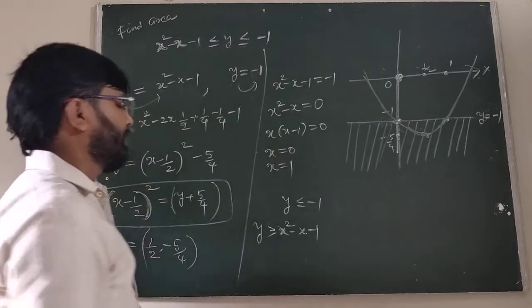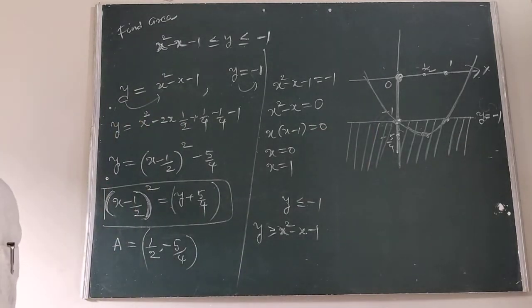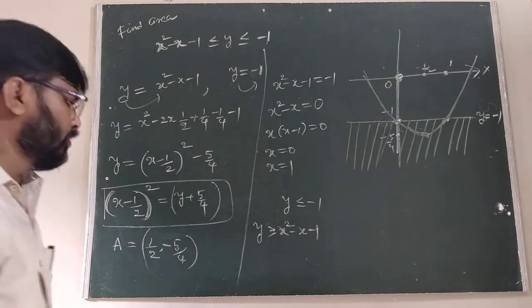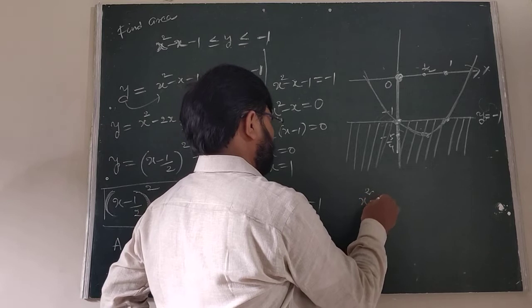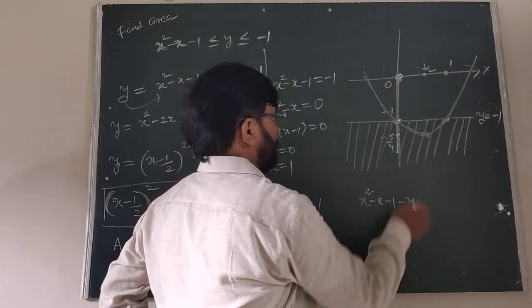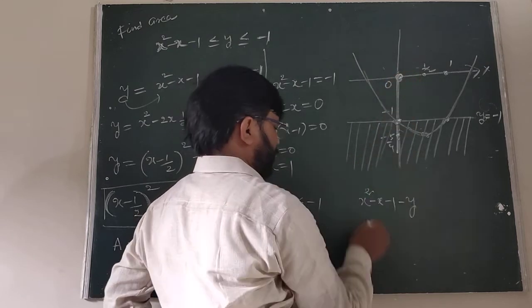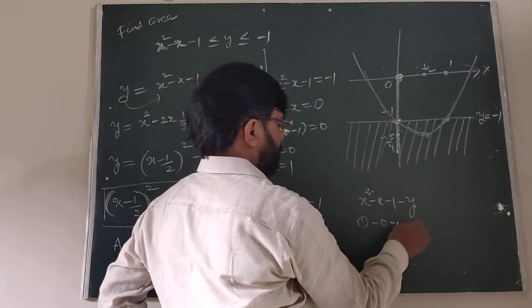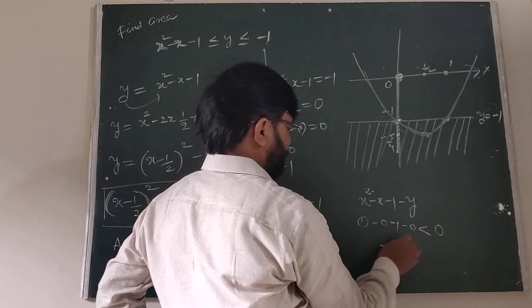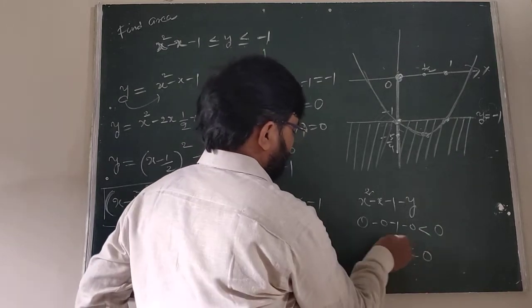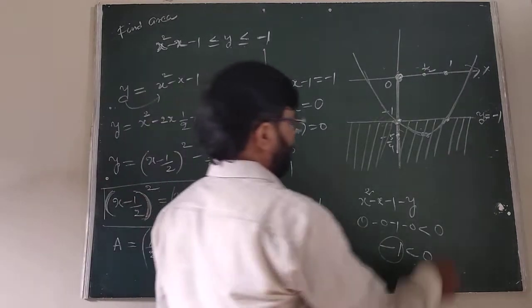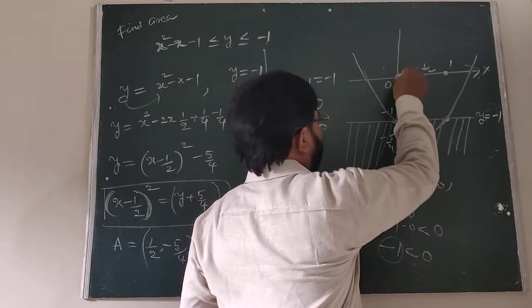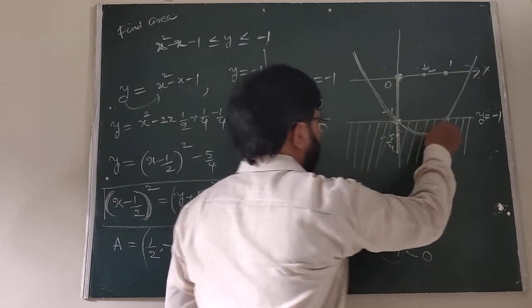So how to write this one? Interior or exterior? How to check whether it is interior or exterior? Suppose this y is sent to the other side, giving x square minus x minus 1 minus y. Substituting 0, we get minus 1, which is undoubtedly less than 0. The position of the point, I am substituting (0, 0), is inside the parabola.